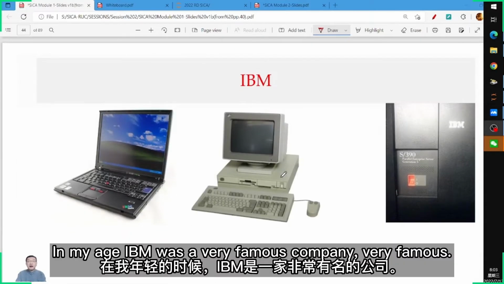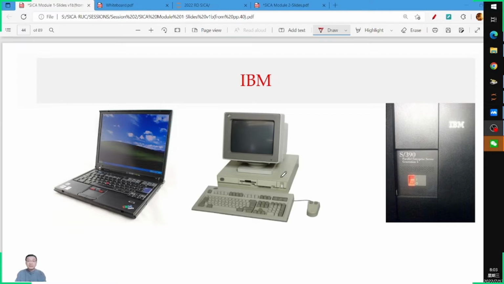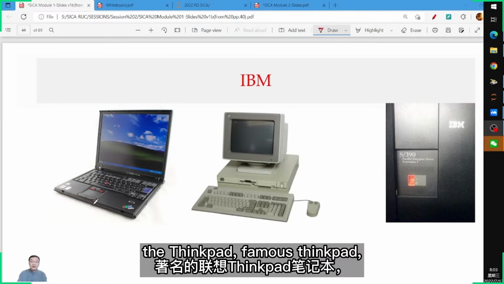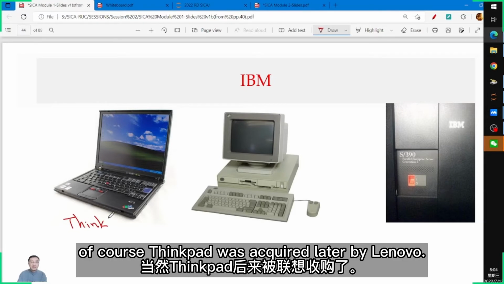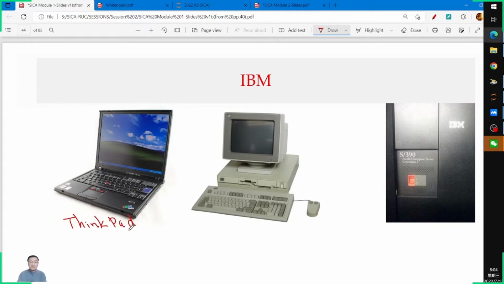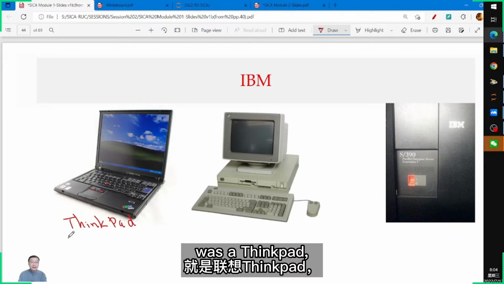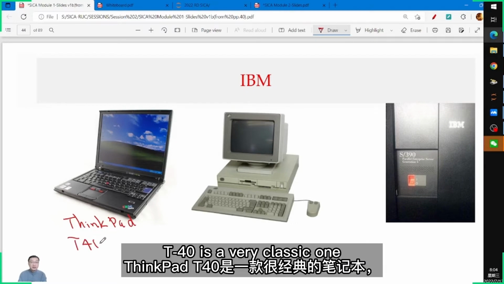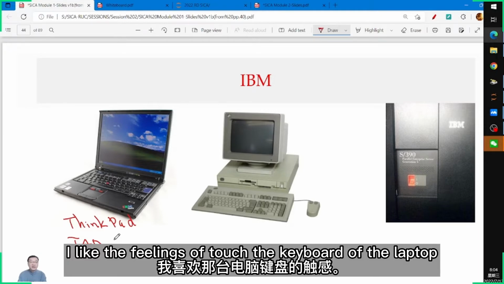In my age, IBM was a very famous company, very famous. There are several classic products from IBM. For example, the ThinkPad, famous ThinkPad. Of course, ThinkPad was acquired later by Lenovo. The first laptop I ever used was a ThinkPad, which is P40. P40 is a very classic one. At that time, I liked that ThinkPad very much. Especially, I like the feeling of touching the keyboard of the laptop.